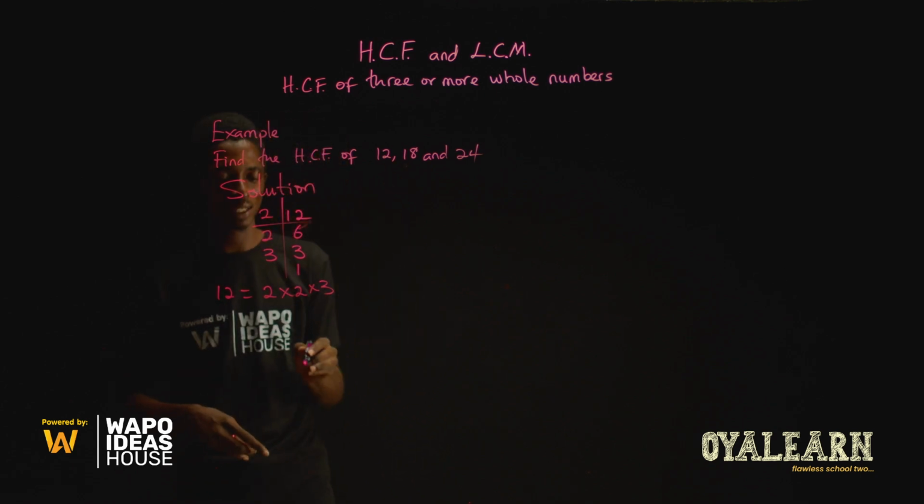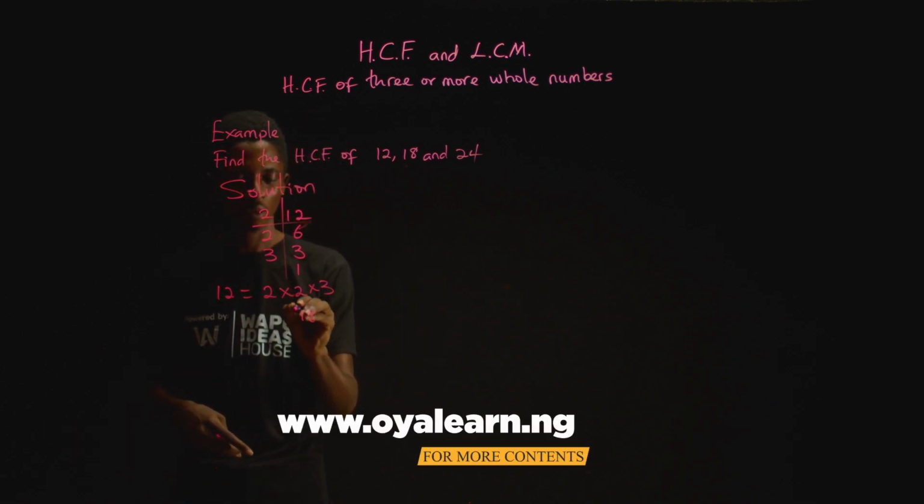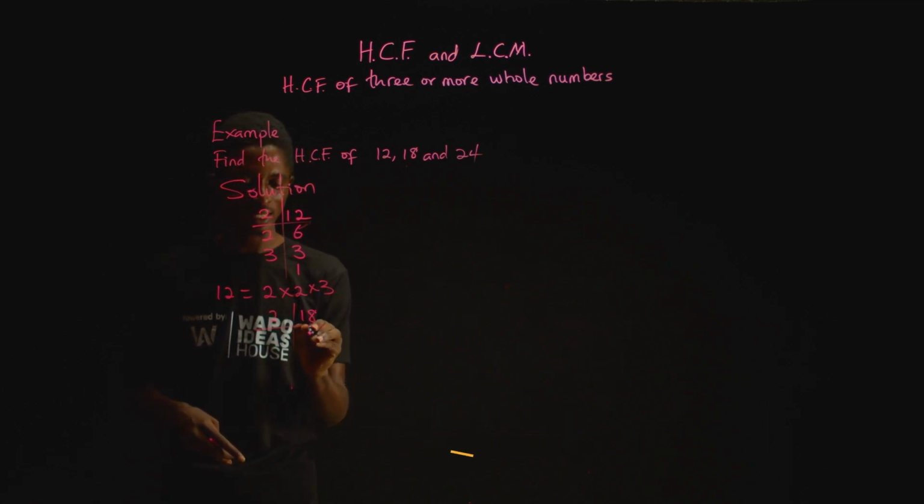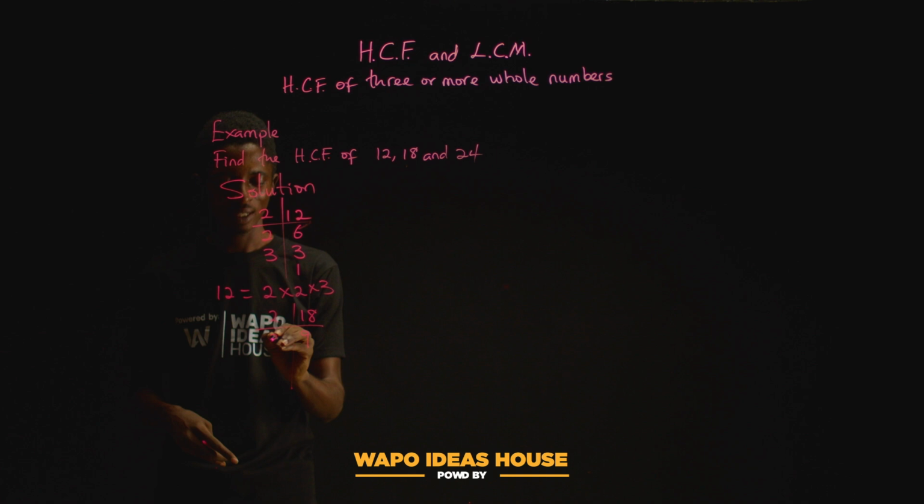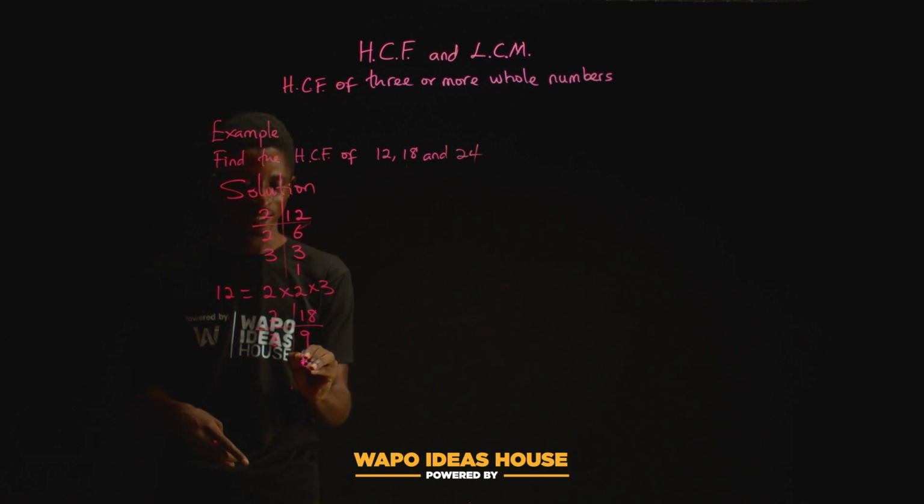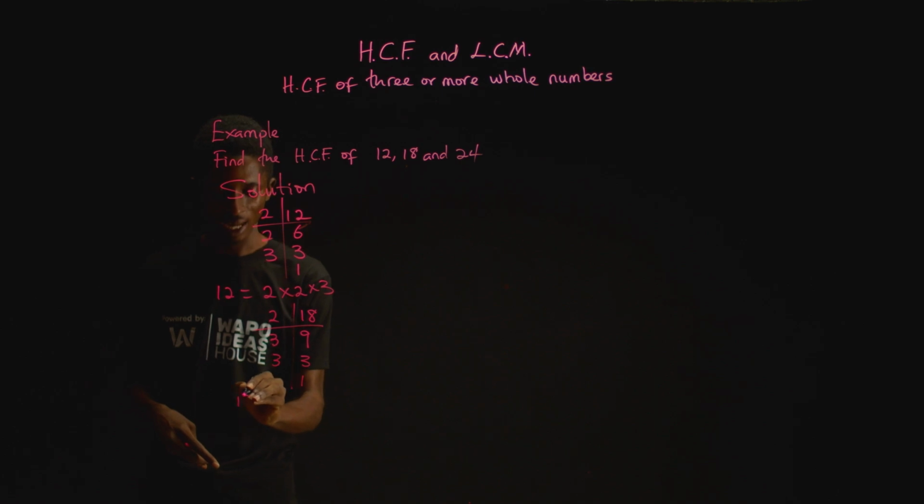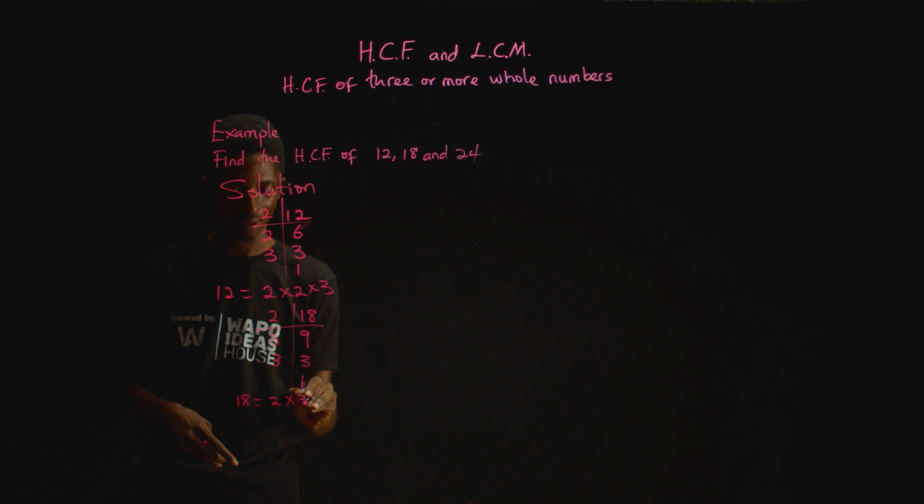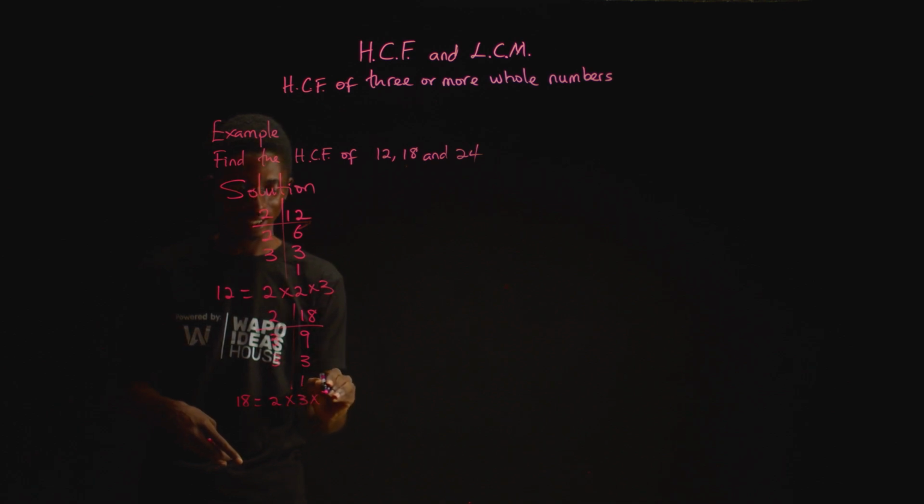Now let's apply it to 18. For 18, 2 goes in 18 9 times, then 3 in 9, 3 times, 3 in 3 once, making our 18 to be 2 multiplied by 3 multiplied by 3.